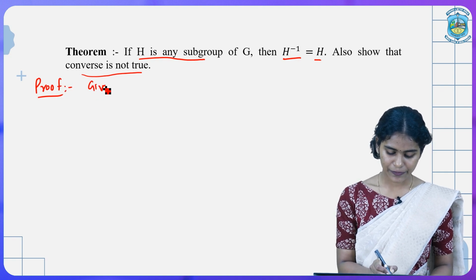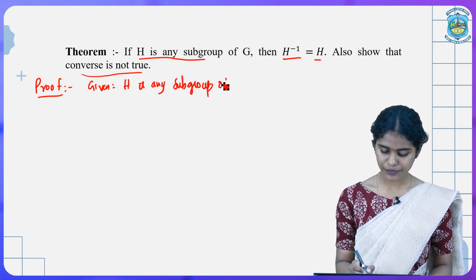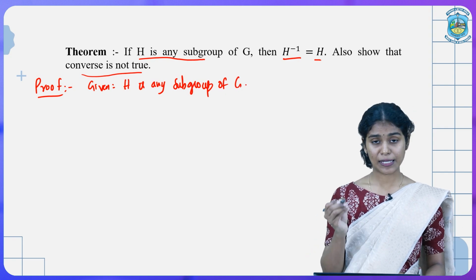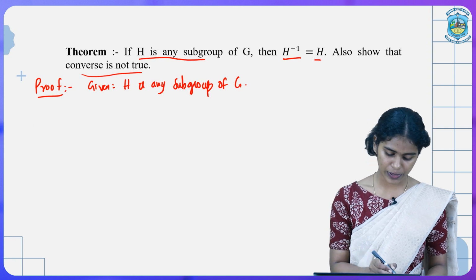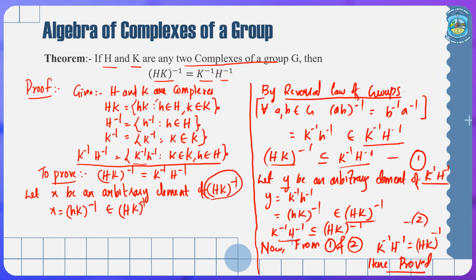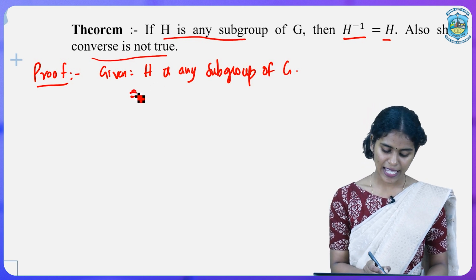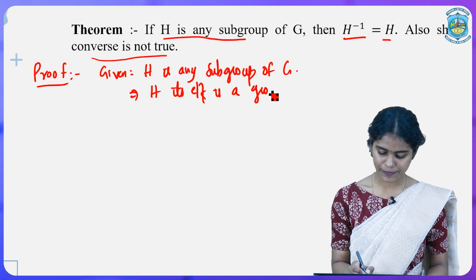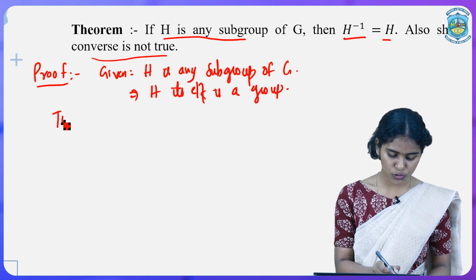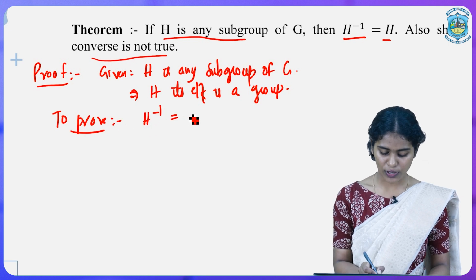It is given that H is any subgroup of G. What do you mean by subgroup? A subgroup is a subset of a group which itself forms a group. Other than that, what information is given? When I say that H is a subgroup of G, it implies H itself is a group. Now, what are we supposed to prove here? We are supposed to prove here that H⁻¹ is equal to H.